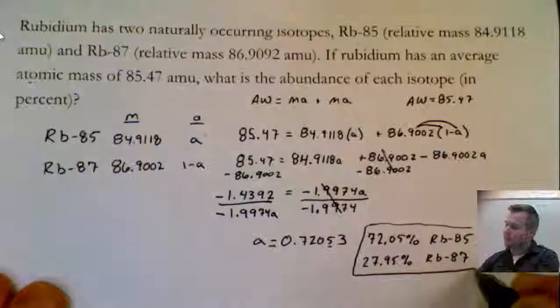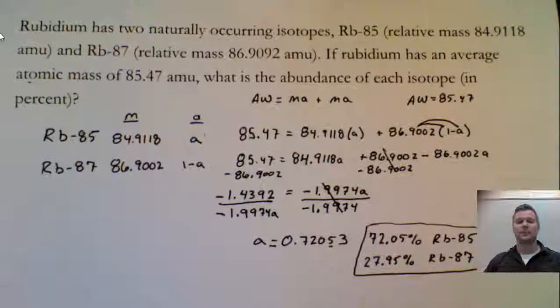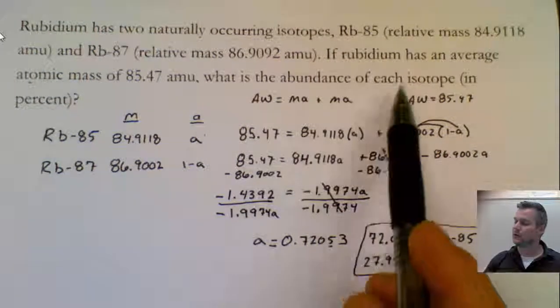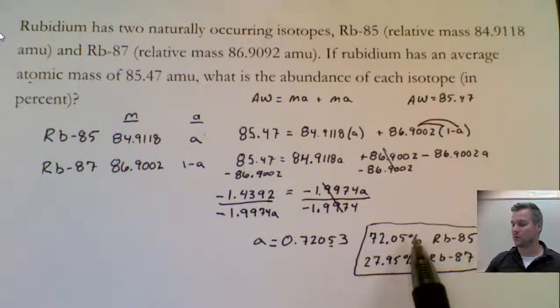We want to box that answer so we can find it. Make sure on this problem, especially if it's asking for the abundance of each isotope, that you're providing both isotopes and you're labeling which one is for which.